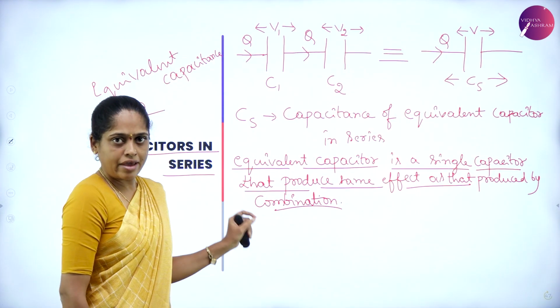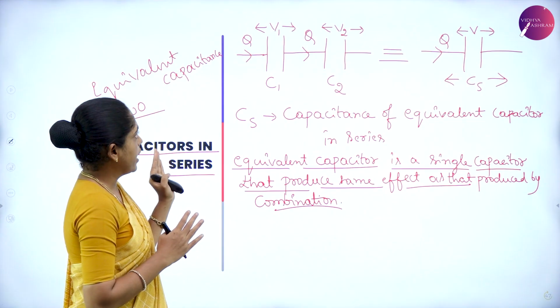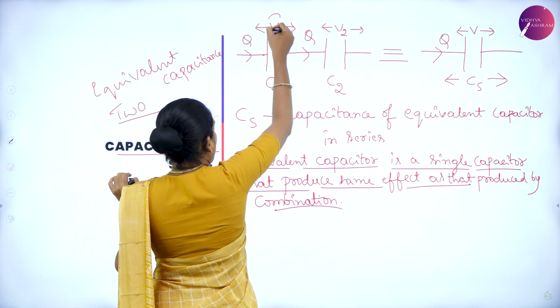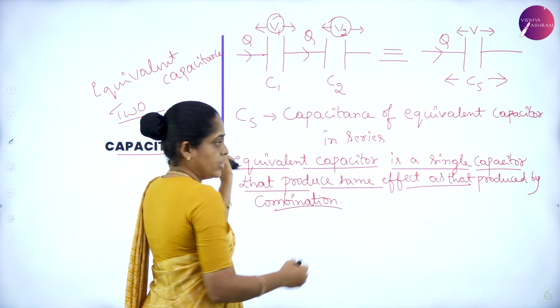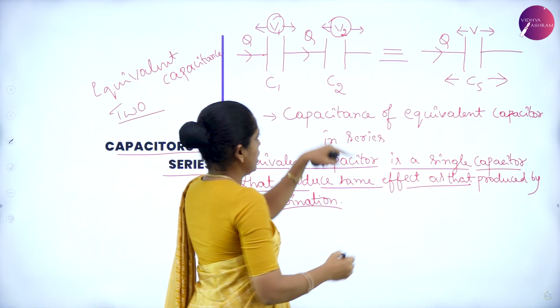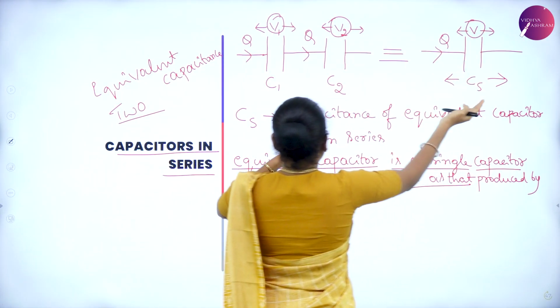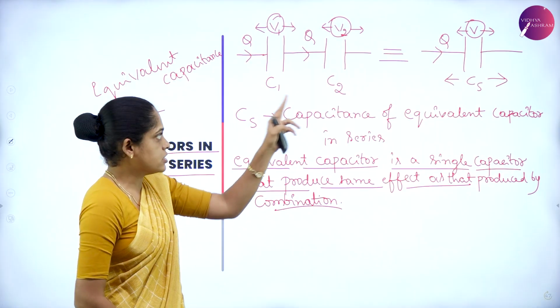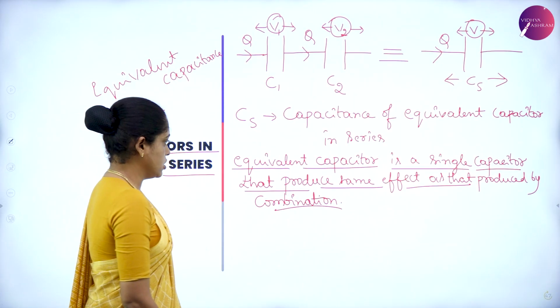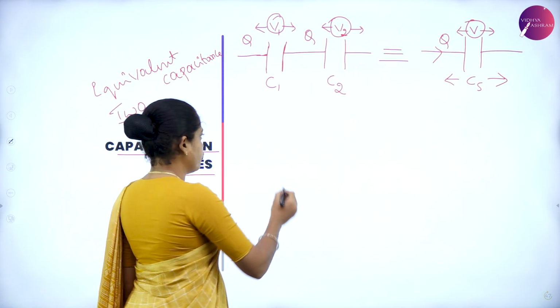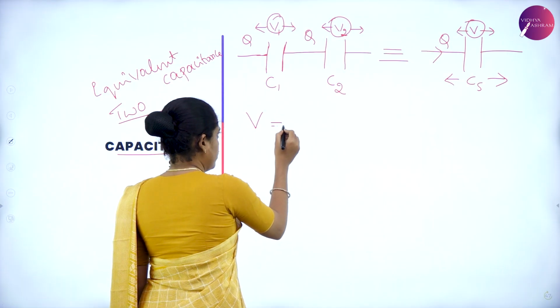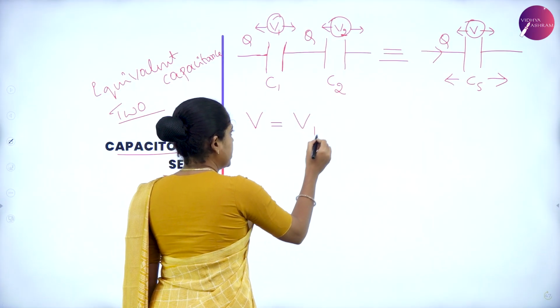Then you start deriving. So in this diagram, observe here the voltages V1 and V2. When we replace these two capacitors by a single capacitor, voltage V is equal to V1 plus V2.